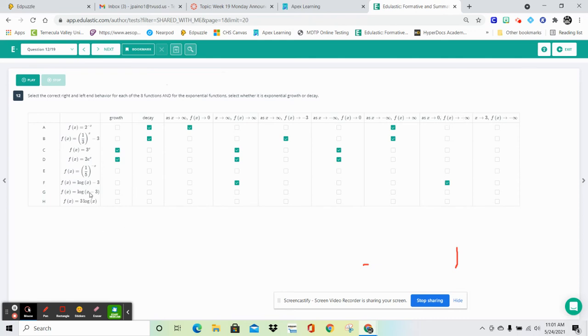Now for G, it's been shifted over to the right 3 spots. So you're going to say as it approaches 3, it's going to go down forever. And the right end behavior is positive infinity. And then 3 log of x. Again, the asymptote is at 0. So the left end behavior, so to say, as x approaches 0, it goes down, and the right goes up.